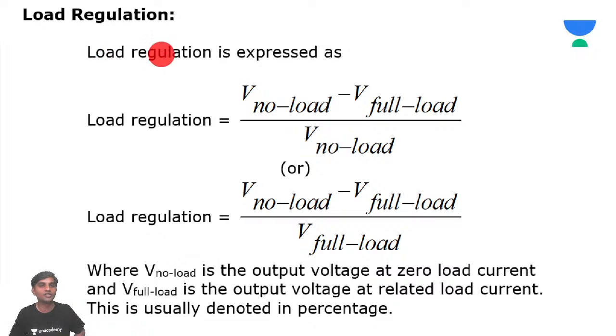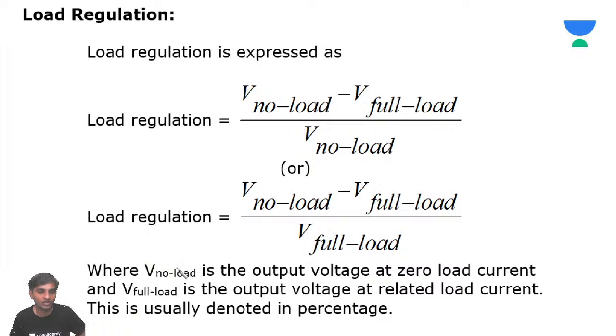What is load regulation? Load regulation is nothing but (V no load minus V full load) by V no load, or (V no load minus V full load) by V full load. So majorly we'll use this one, (V no load minus V full load) by V full load only. Here V no load is the output voltage at zero load current, and V full load is the output voltage at rated load current. This is usually denoted in percentage.